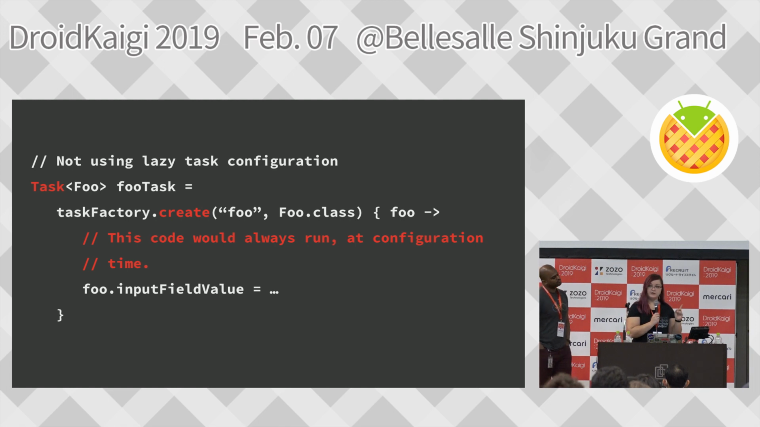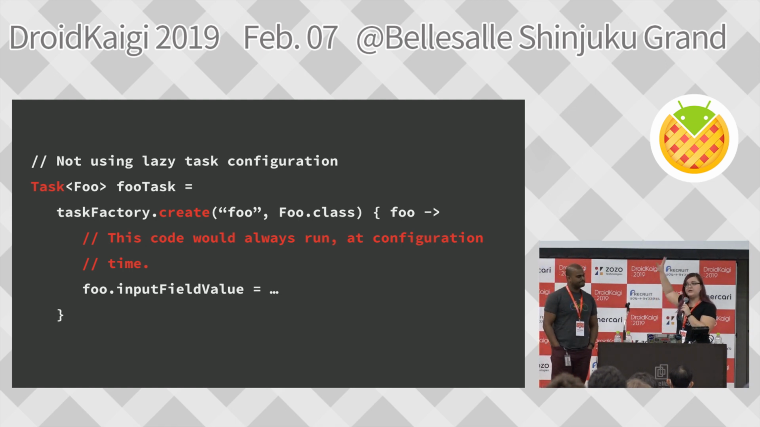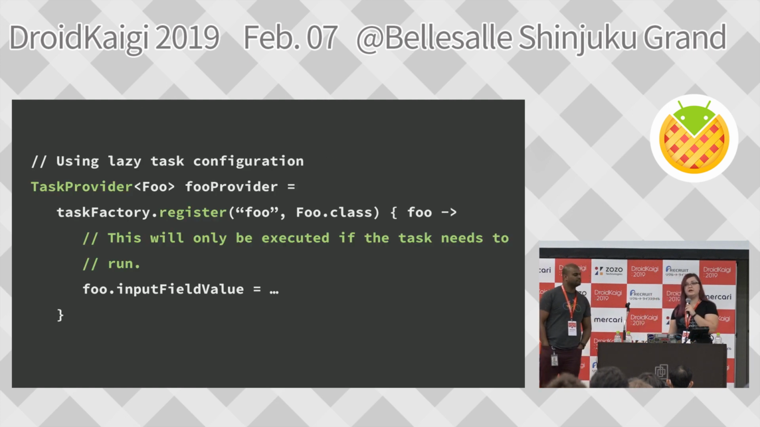Your custom tasks probably look something like this, using task of foo and using the create method, and everything in this create block will always be executed regardless of whether the task is run or not. So what you can do is migrate to the lazy API. Instead of using task, you can use task provider. Instead of create, use the register method. Now everything in this block will only be executed when a task actually needs to run.